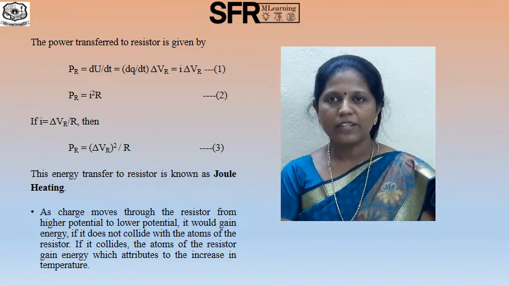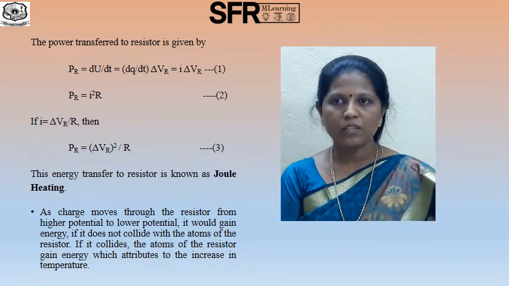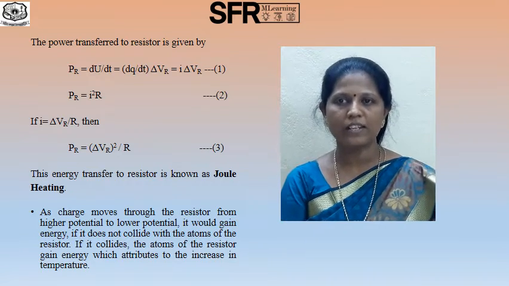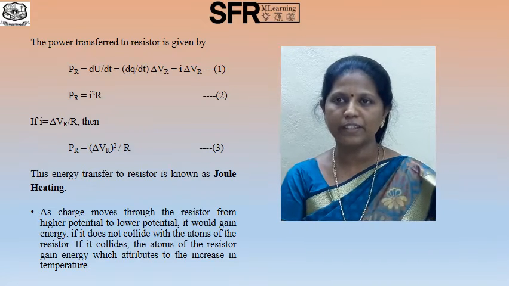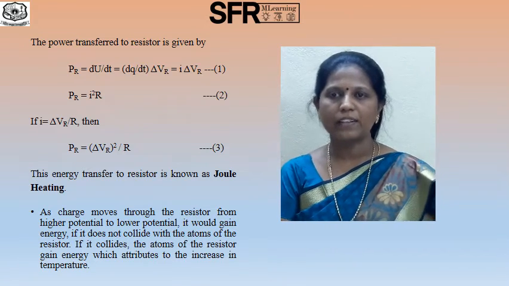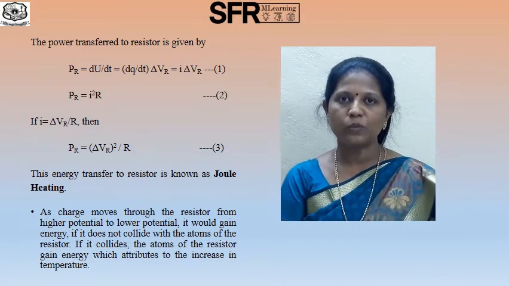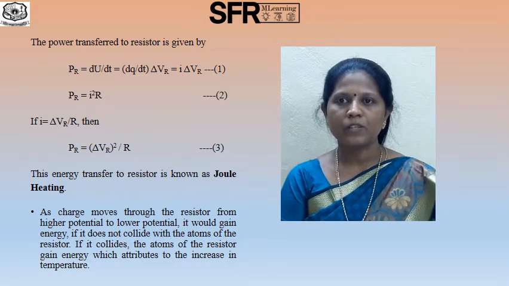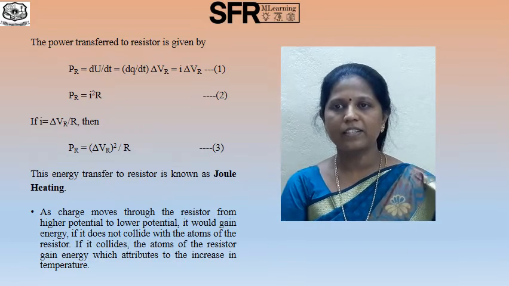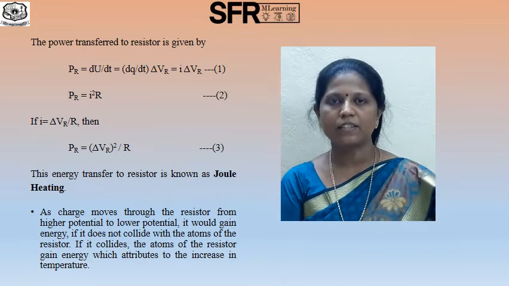The power transferred to the resistor is given by P_R, which is equal to dU/dt, which is equal to dq/dt into ΔV_R. The rate of change of charge flow is the total flow of current, so this is equal to I ΔV_R. So P_R is given as I squared R. If I is equal to ΔV_R by R, then P_R is equal to ΔV_R the whole squared by R. This is the energy transferred to a resistor, and this energy is in the form of heat. This form of heat is called Joule heating.